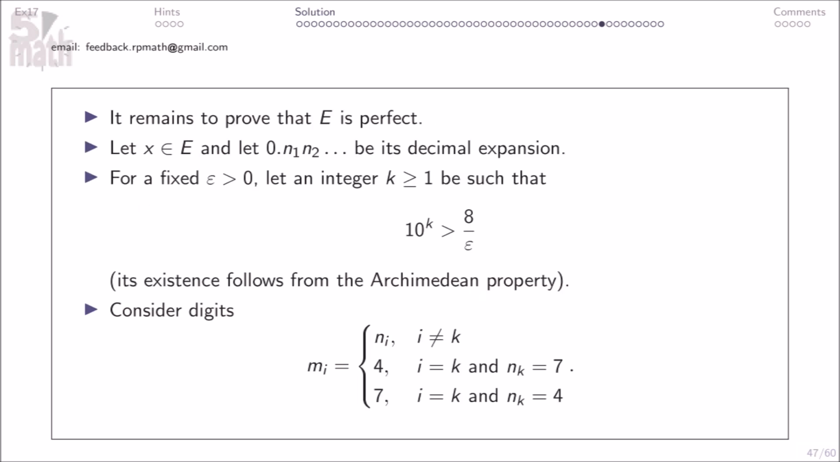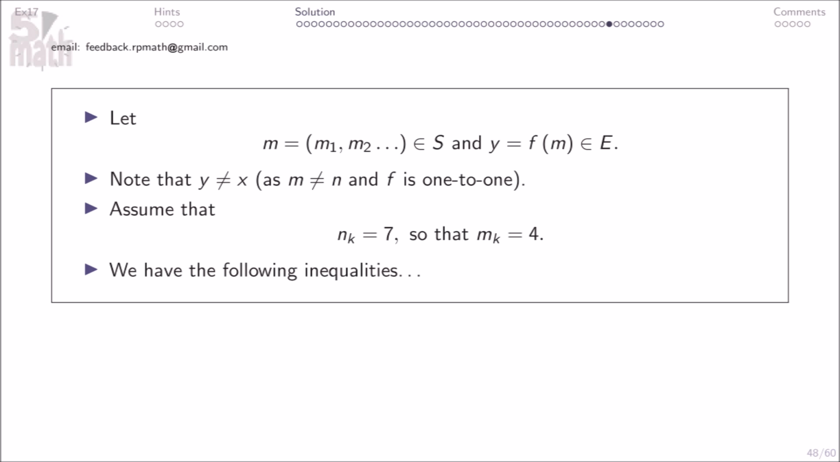It remains to prove that E is perfect. Let x be in E, and let this be its decimal expansion. For a fixed epsilon greater than 0, let an integer k greater than or equal to 1 be such that this holds. Its existence follows from the Archimedean property. Consider digits mi equaling the following. Let m equal this and y equal that. Note that y doesn't equal x, as m doesn't equal n, and f is one-to-one.